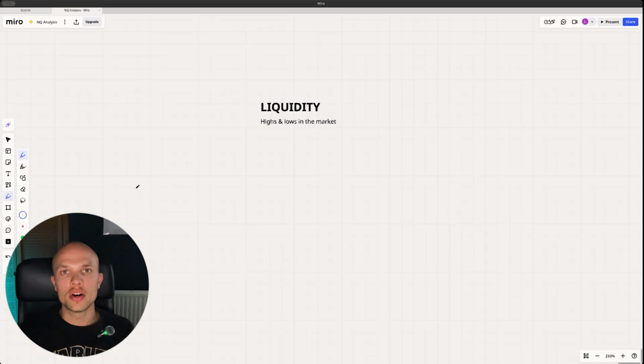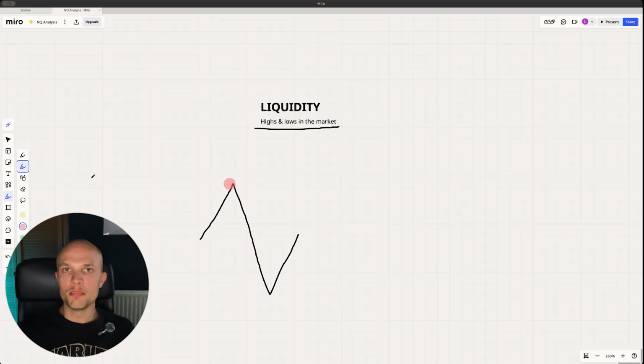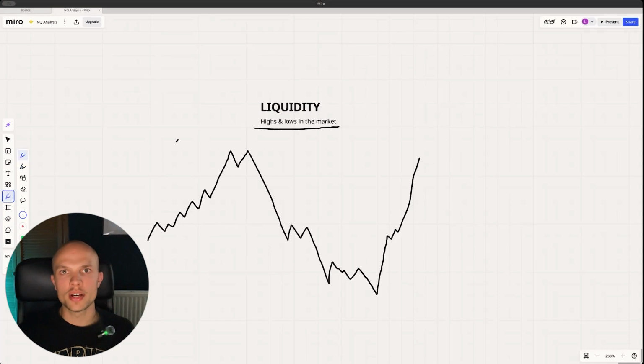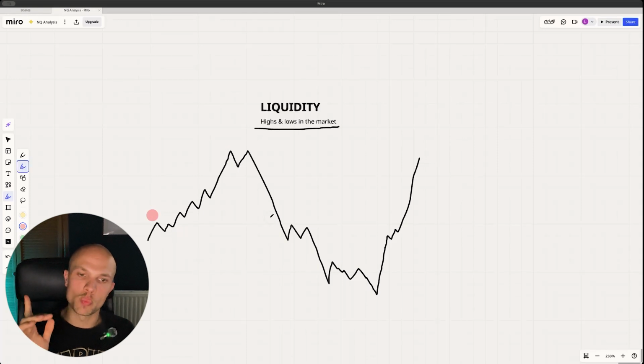Essentially, liquidity is highs and lows in the market. It's as simple as that. Every time we create a new high, every time we create a new low, we create liquidity. These levels here. But it's important to understand what liquidity is important and what liquidity is not important. For example, on this chart here, we have all this liquidity sitting above these highs, these lows, etc. But it's important to find out what is the most important area of liquidity.